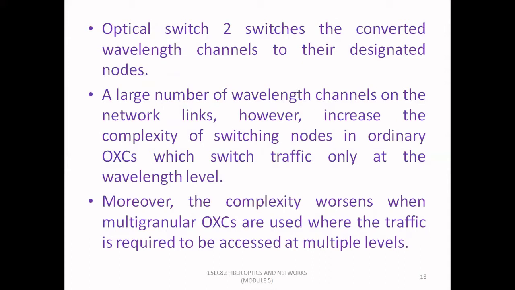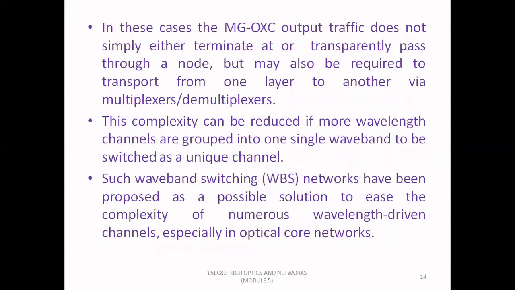A large number of wavelength channels on the network links, however, increases the complexity of switching nodes in ordinary optical cross connects. We switch traffic only at the wavelength level. Moreover, the complexity worsens when multi-granular optical cross connects are used, where the traffic is required to be accessed at multiple levels. In these cases, the MGOXC output traffic does not simply either terminate at or transparently pass through a node, but may also be required to transport from one layer to another via multiplexers or demultiplexers.